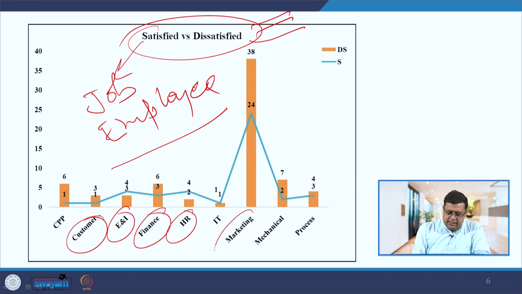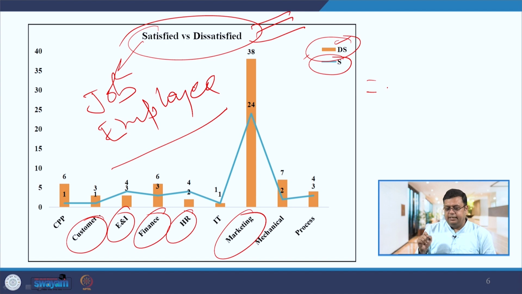So this shows that in the marketing department we have highly dissatisfied people, and both things are there: highly dissatisfied and highly satisfied also. The maximum number of satisfied people are in the marketing department, and the maximum number of dissatisfied people are also in the marketing department. Here it is also showing satisfaction and dissatisfaction, but the full form is not there. So whenever you are writing DSS at the bottom or at the corner, you should write DSS equals dissatisfaction, satisfaction, somewhere on the top or the bottom.